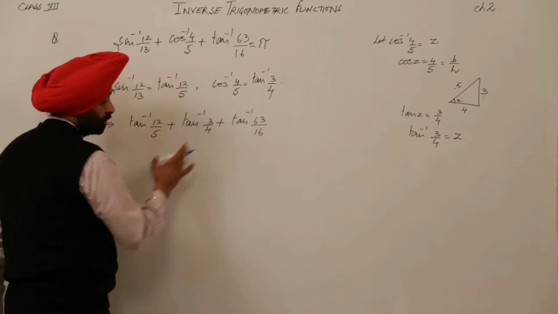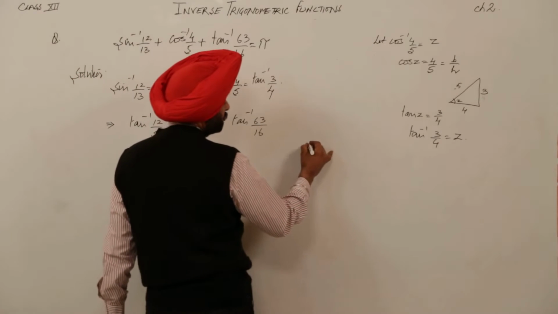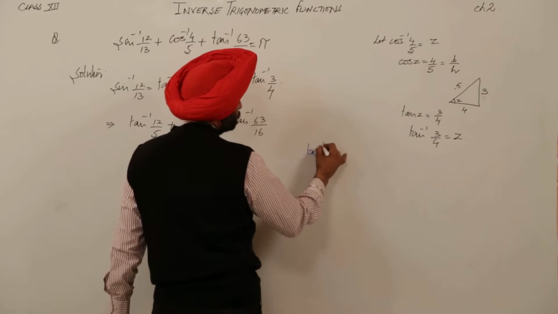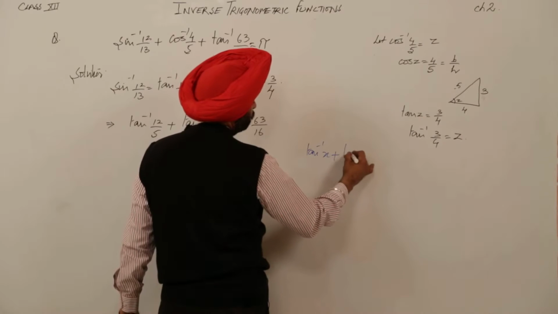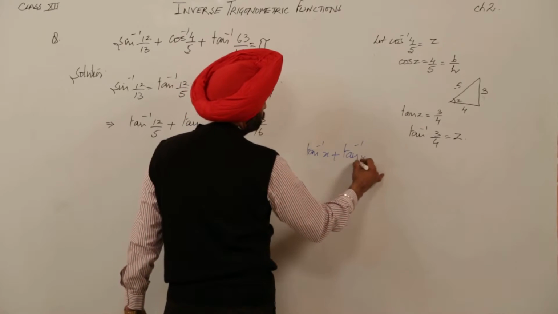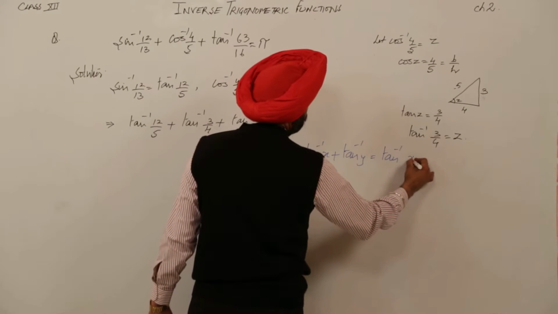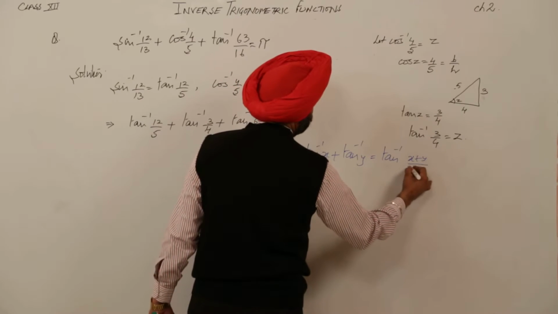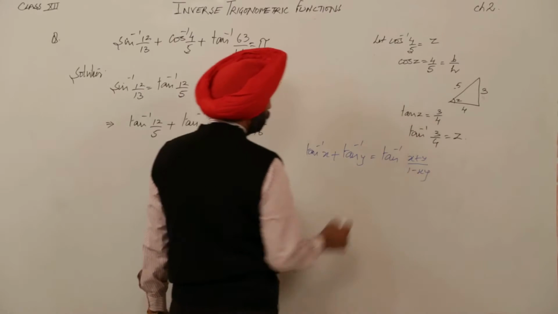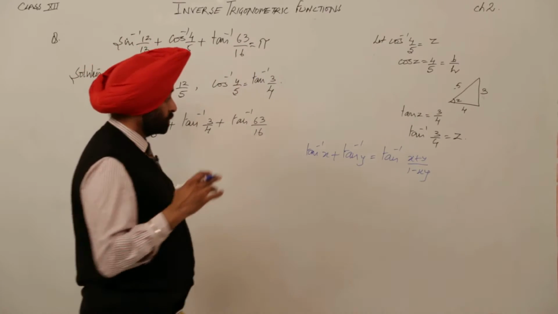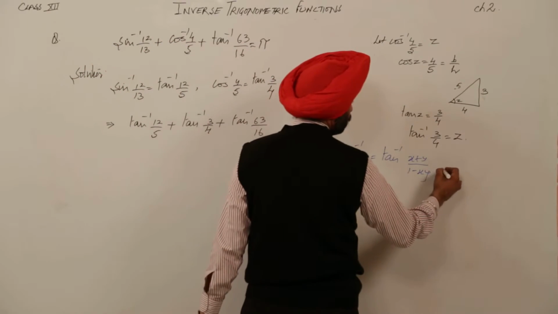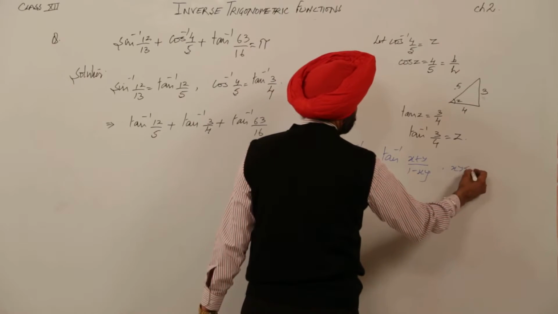with this one or this one, because the property which we are using is tan inverse x plus tan inverse y is equal to tan inverse x plus y upon 1 minus xy. Now remember what the condition was. The condition was that xy is less than 1.